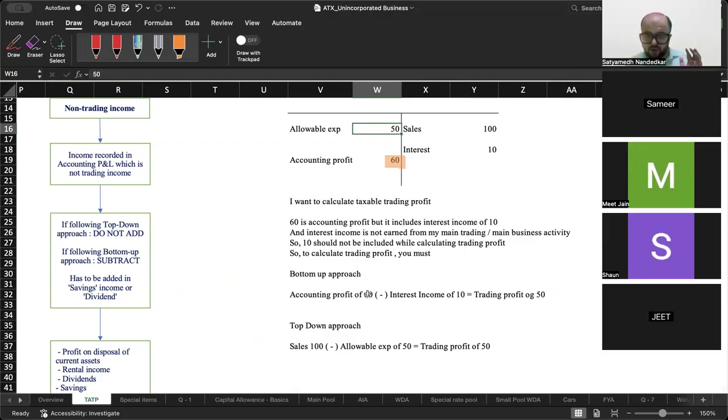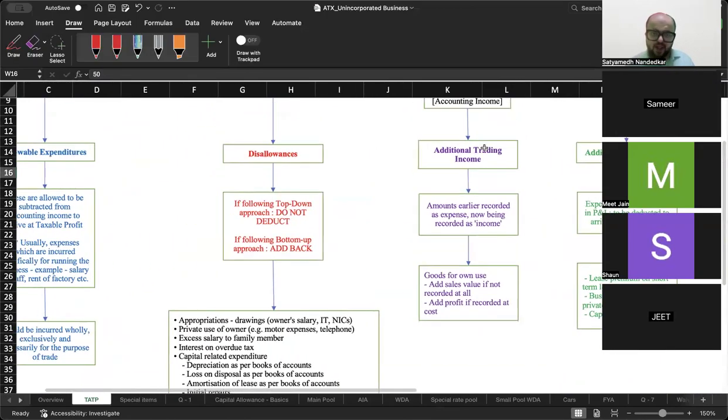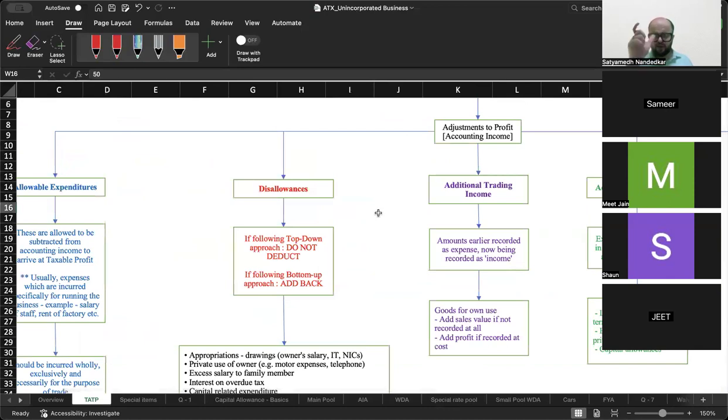If you are using the bottom up approach, subtract 10. If you are using the top down approach, then don't add 10 in the first place. So it will not be included in your total income at all, okay. If you are looking at disallowances and you are using the bottom up approach, add back the disallowance. If you are using the top down approach, just don't subtract, simple.